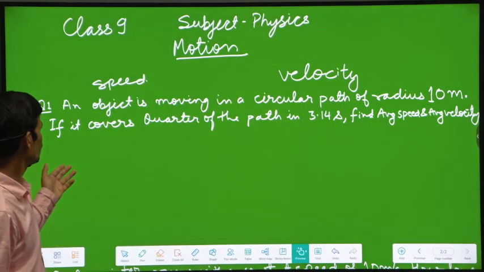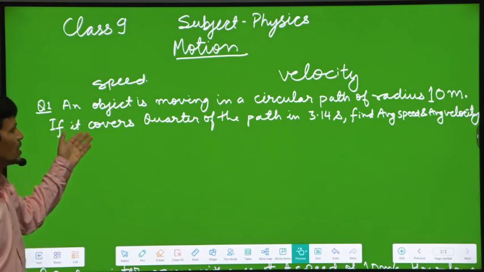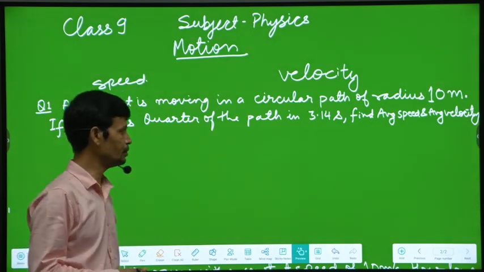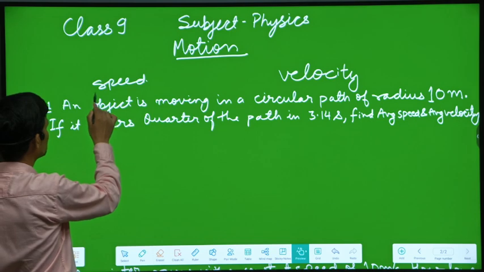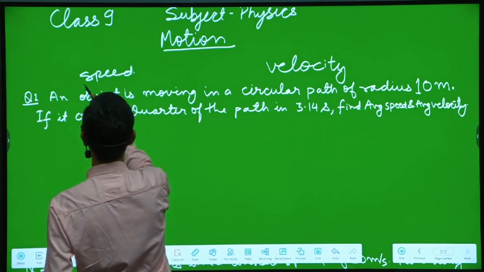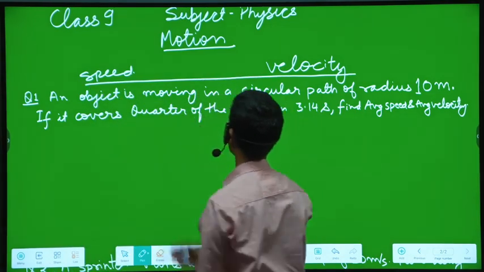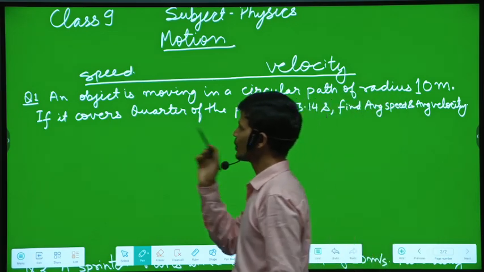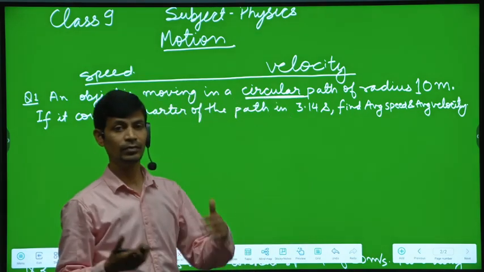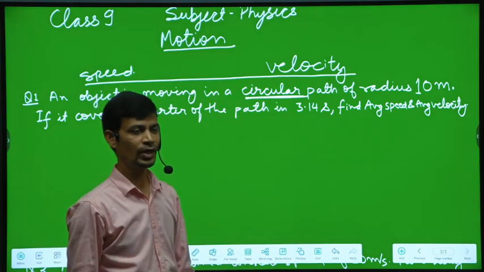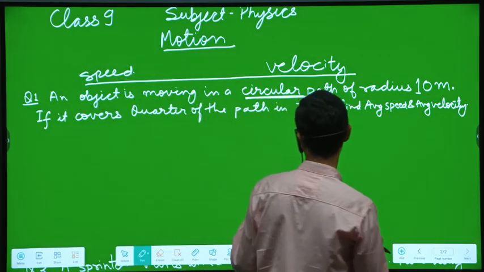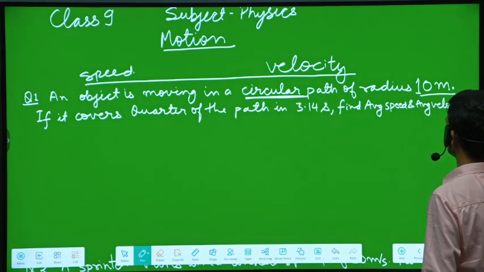Here we have a problem based on average speed and average velocity. Just the heading, it has nothing to do with any kind of distinction. It is just the heading. An object is moving in a circular path. We have to be very careful which way the object is moving. If nothing is given, then it must be a straight line, but if it is given, we have to follow that. Circular path of radius 10 meter.